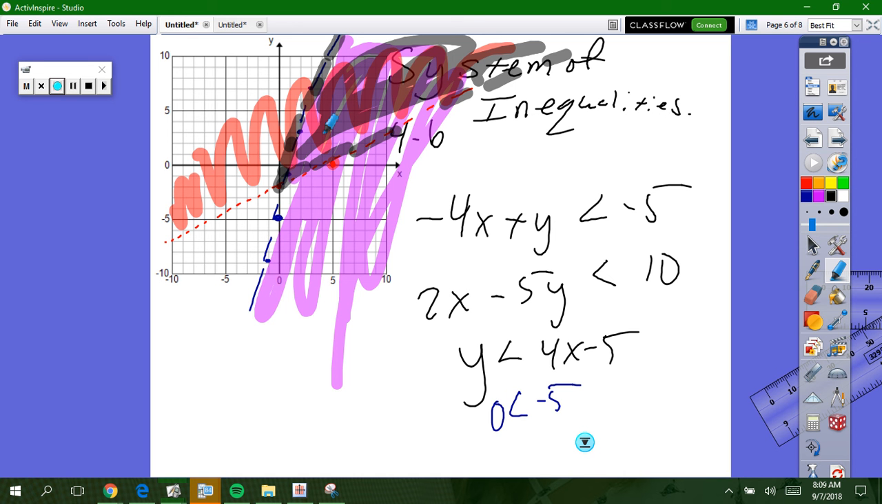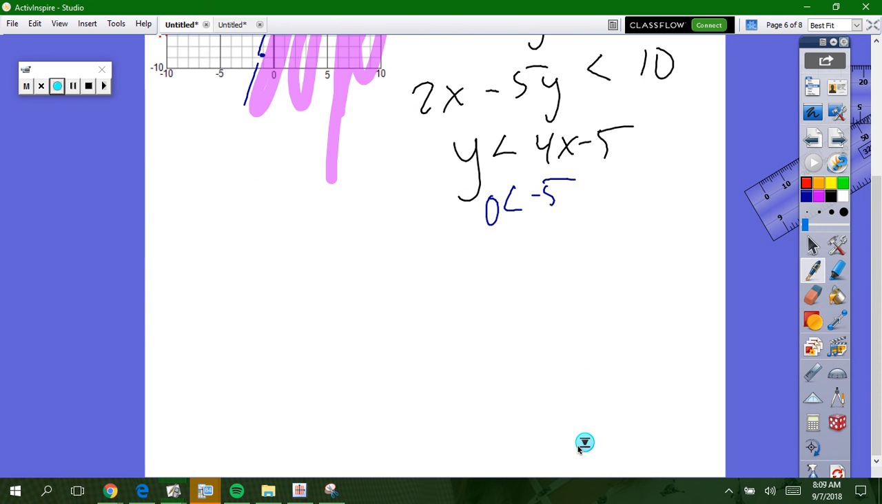Does that make sense? So notice, once again, the area in the black up here, I can pick any point in this area, and it should work in both equations. That's what a system is. Okay? You also might want to hear the word: is this bounded or unbounded?